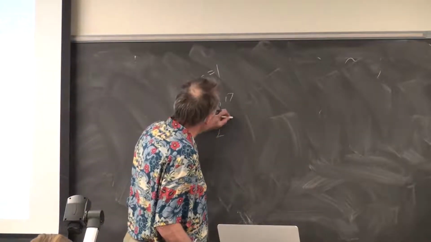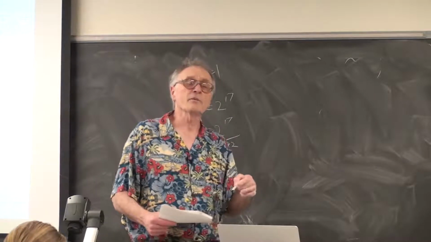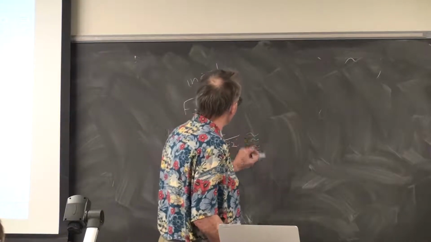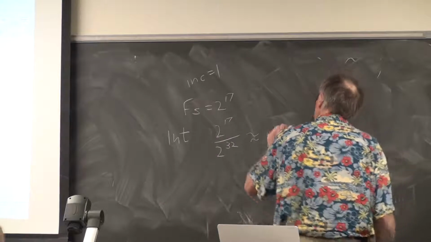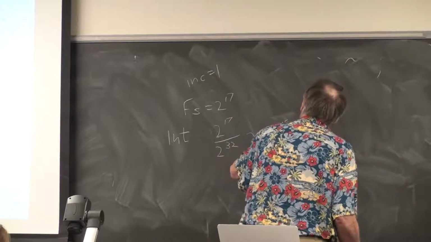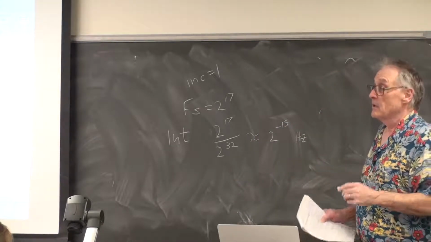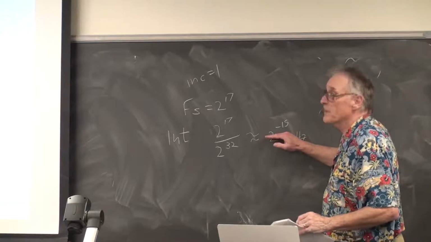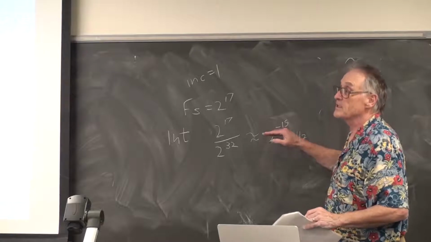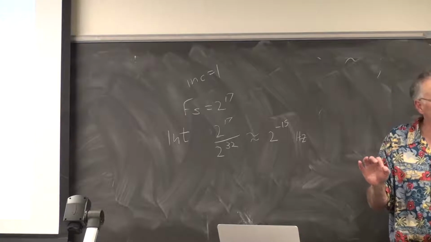Then 2 to the 17th over 2 to the 32 is the frequency out you'll get for an increment of 1. And that corresponds to 2 to the minus 15 hertz. That is the resolution of your synthesizer. You add another increment, it'll go up to 2 times 2 to the minus 15th. You add another increment, it'll go up to 3 times 2 to the minus 15th. This is a really fine frequency control. In fact, it's ridiculously fine.